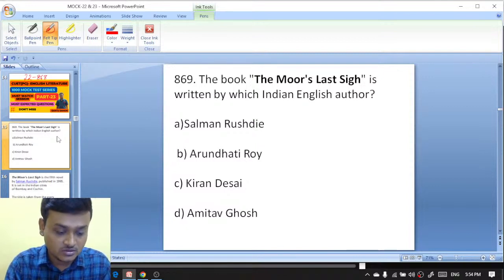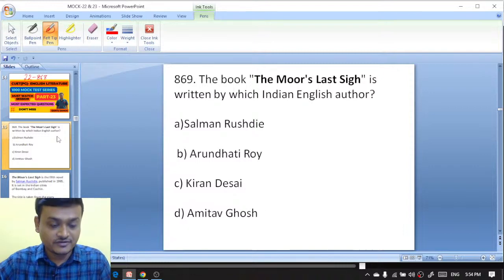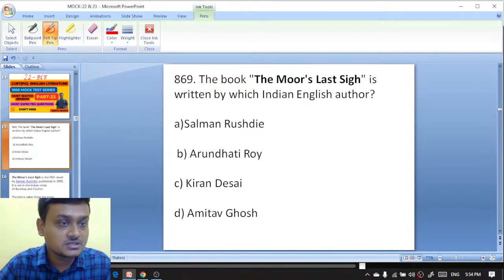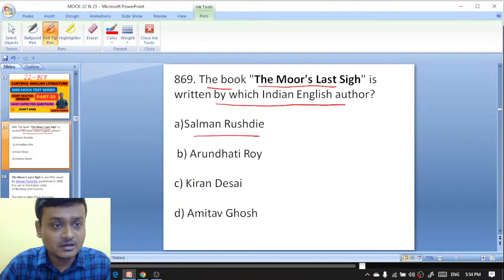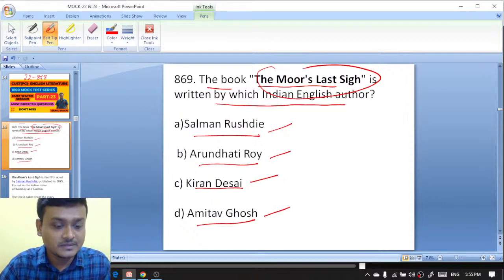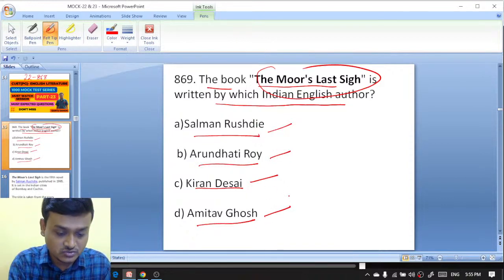Please do join. Do hurry up. The first question is on your screen. Please answer in the comment box. The first question is: the book The Moor's Last Sigh is written by which Indian English author? Your options are Salman Rushdie, Arundhati Roy, Kiran Desai, Amitabh Ghosh. Who wrote it? Please do answer in the comment box.